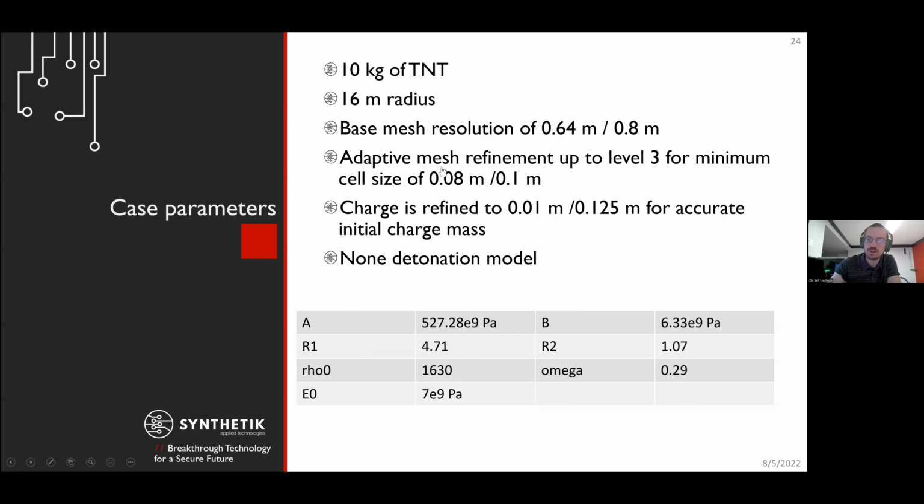Yeah, level 6 with adaptive mesh refinement. And then we don't actually use the detonation model, so this just means that all of that energy is added immediately. And then these are going to be our JWL coefficients. For anyone interested, our code is available on GitHub, but all of these cases aside from the Pendine will be available in that.